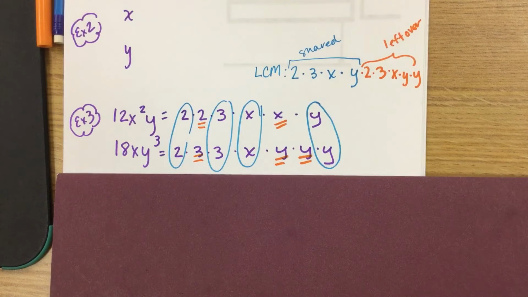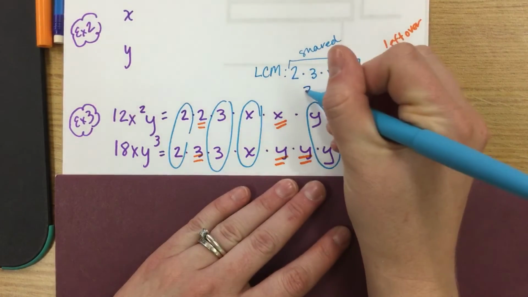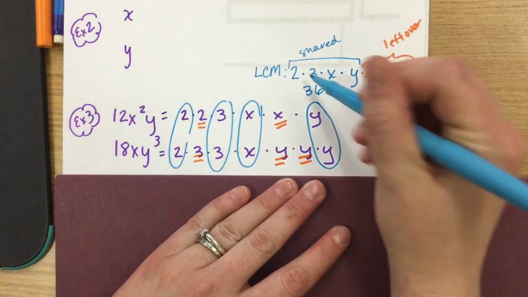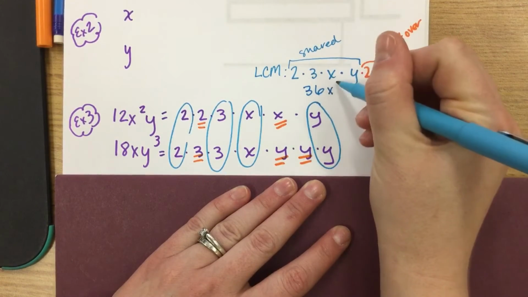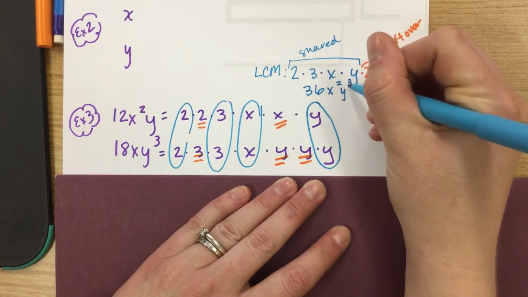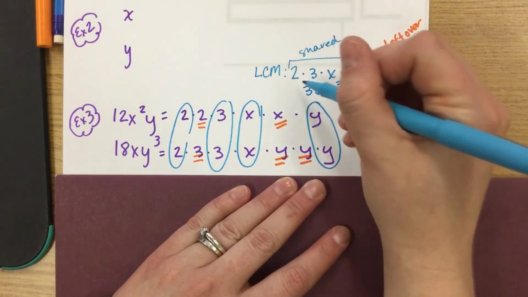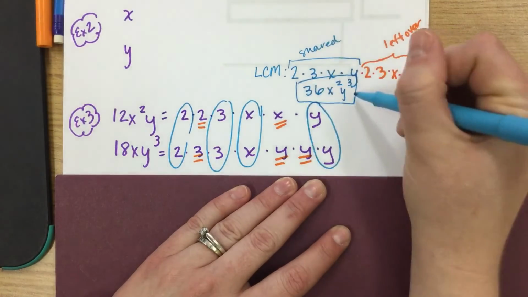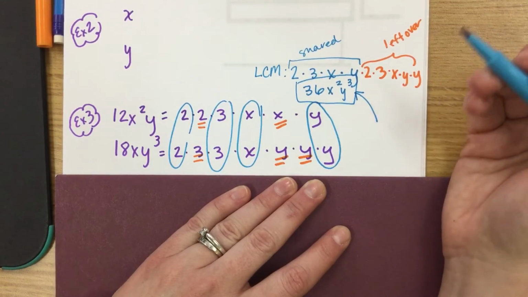Now, if I'm going to simplify this expression, I end up with 36 from dealing with the 6 and the 6 there, x squared, y cubed. Now, like I told you, I don't expect you guys to do this when you have monomials. I just wanted you to see why it works.